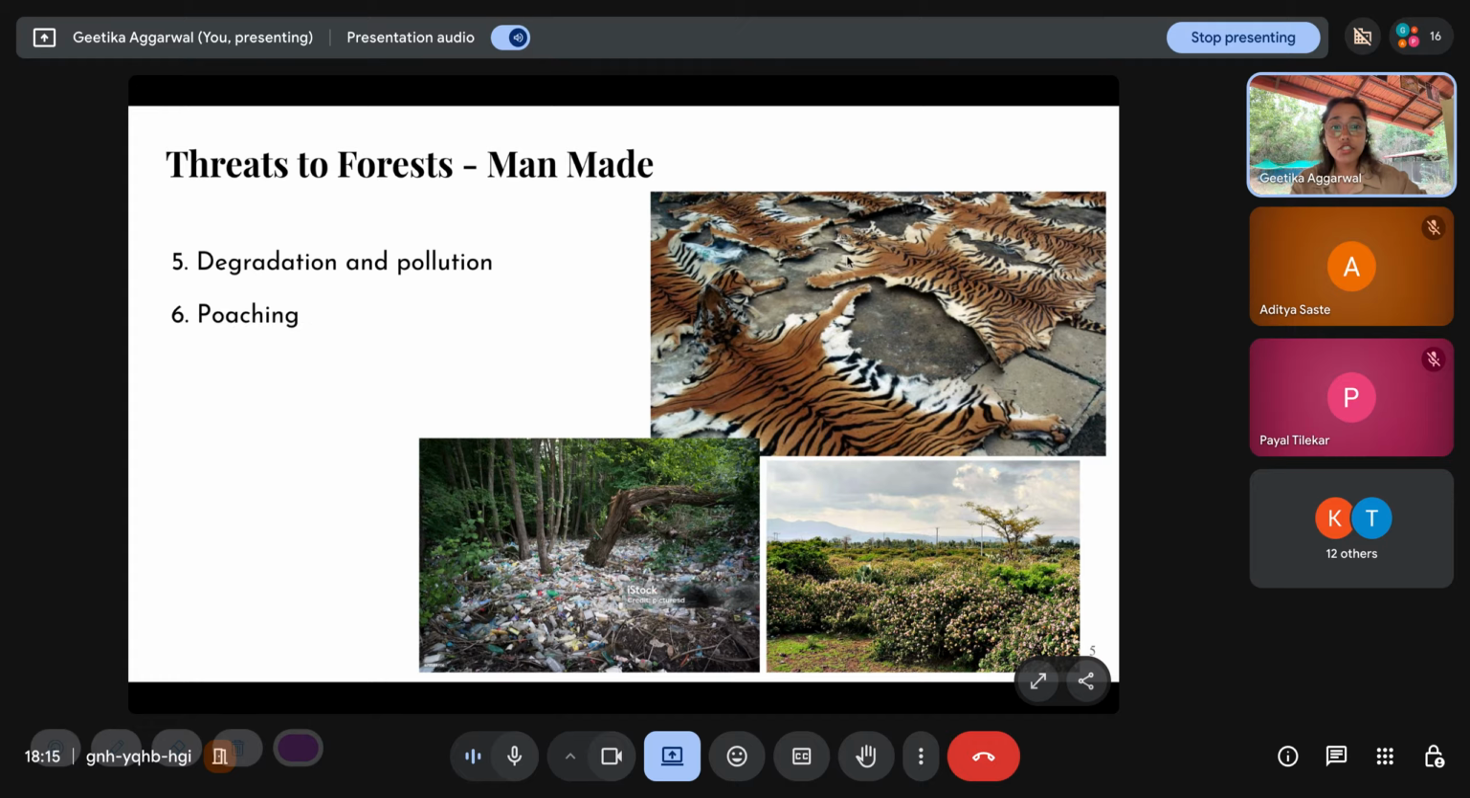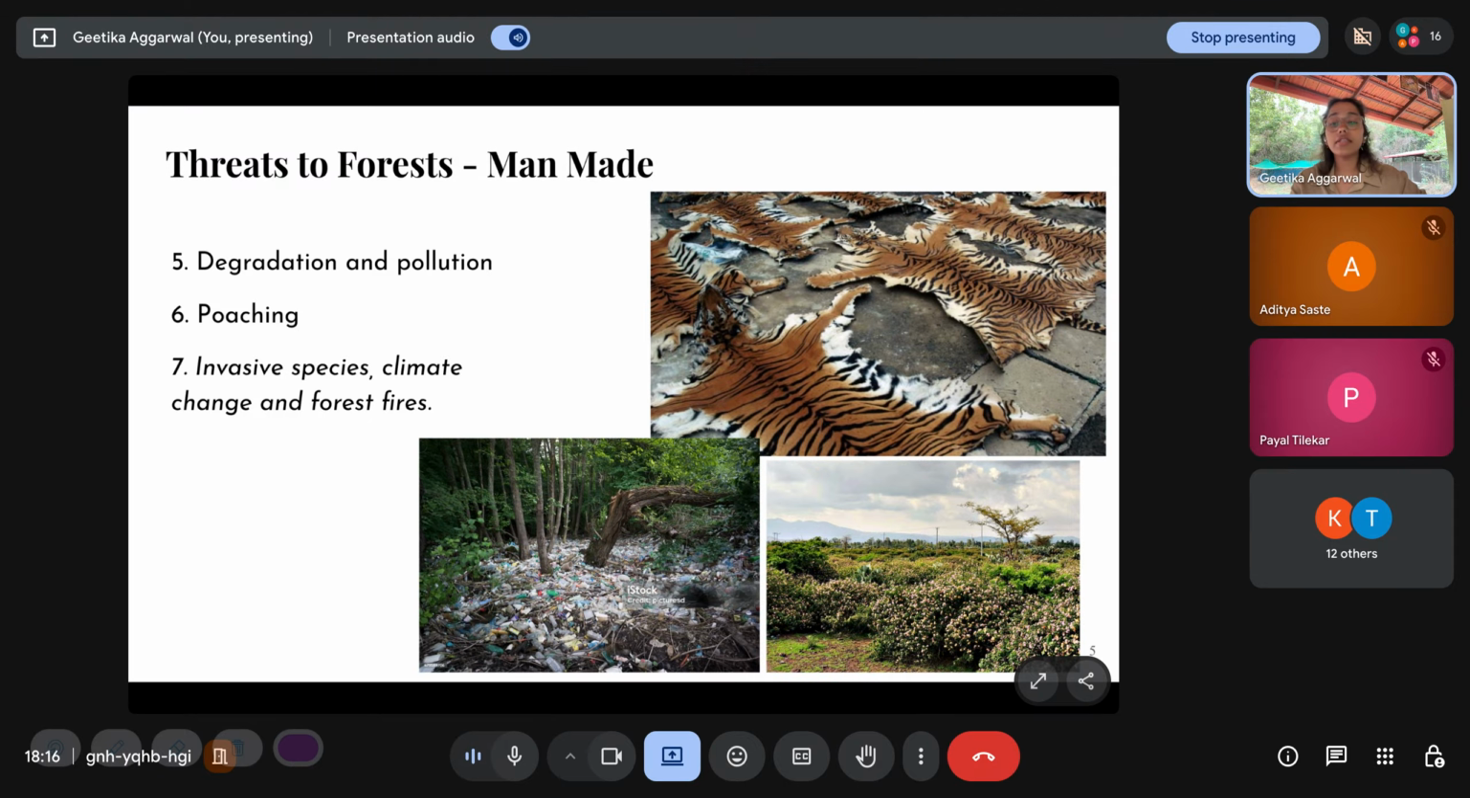Then there's poaching, as you can see in this image, when there's some illegal hunting of animals happening either for the trade of their skins or for the trade of their teeth, for example, in the case of elephants, and for example, these tiger hides, all these things basically, or maybe people are hunting them to use them for some medicinal purposes. So a lot of this poaching is a big threat to forests and biodiversity.